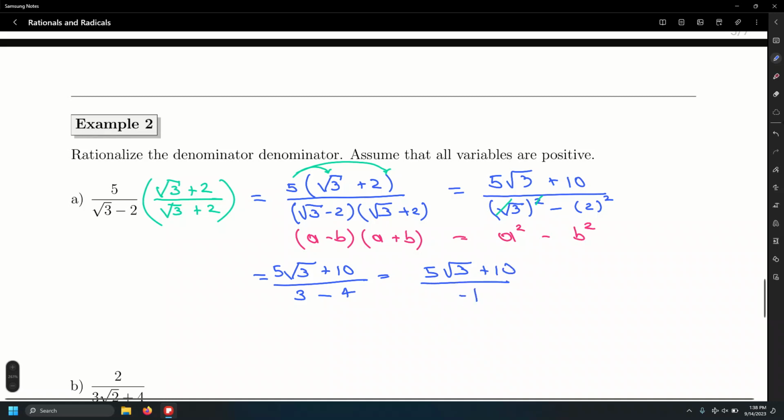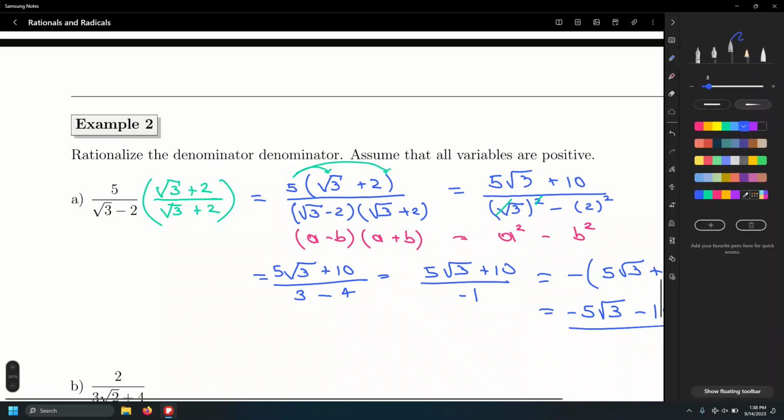And you don't want to leave this result like this. Divide by negative 1. Simply write negative parentheses 5 root of 3 plus 10. Or if you prefer to distribute this negative sign, distribute it. That's going to give us negative 5 root of 3 minus 10. Either one of these two results is acceptable, it's correct. All right?